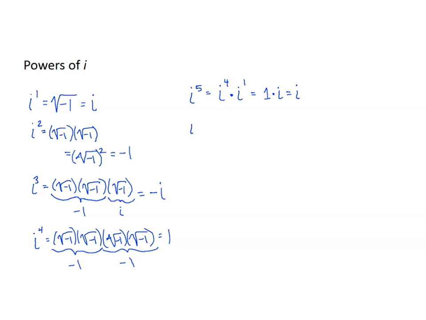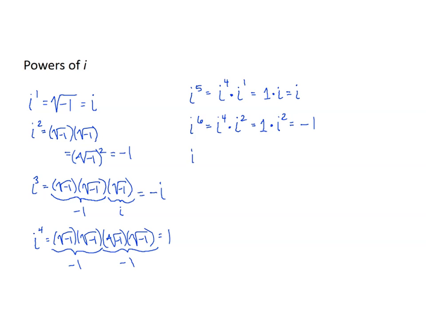Let's look at i to the sixth. We can do the same thing. We can break this up into i to the fourth times i squared. So that equals 1 times i squared. And we know from right over on the left side that i squared is -1.